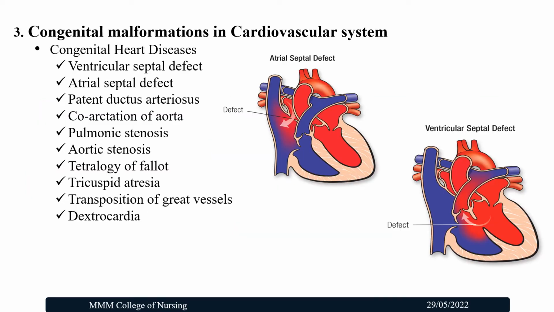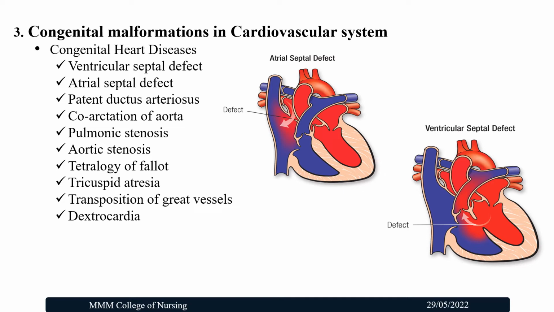Next, we can see about the cardiovascular system. Under that, congenital heart disease consists of acyanotic heart disease and cyanotic heart disease. Under acyanotic heart disease: ventricular septal defect, atrial septal defect, patent ductus arteriosus, coarctation of aorta, pulmonary stenosis, aortic stenosis. And about the cyanotic heart disease, the conditions are tetralogy of Fallot, tricuspid atresia, transposition of great arteries, and dextrocardia. We can see one by one.